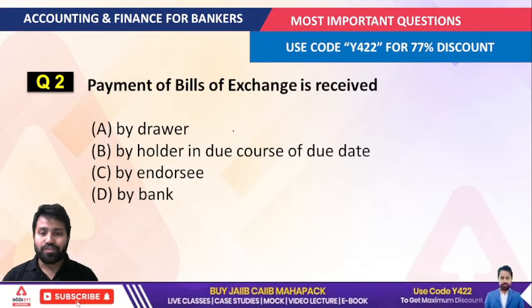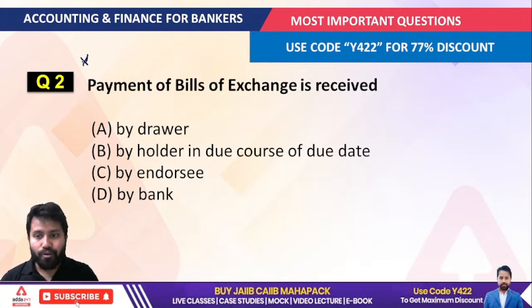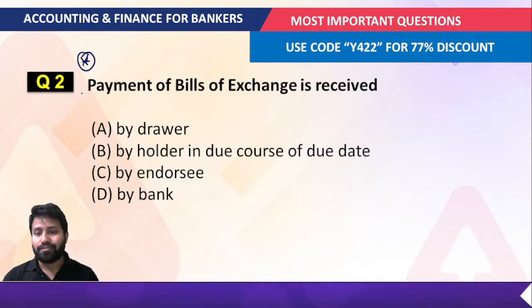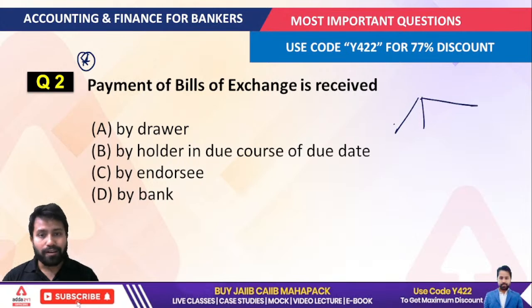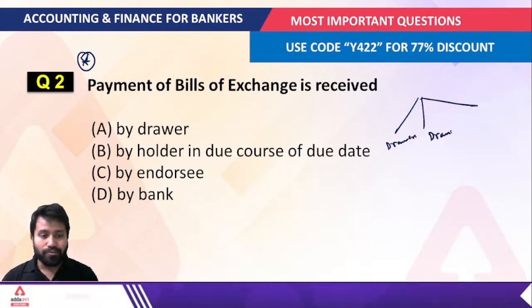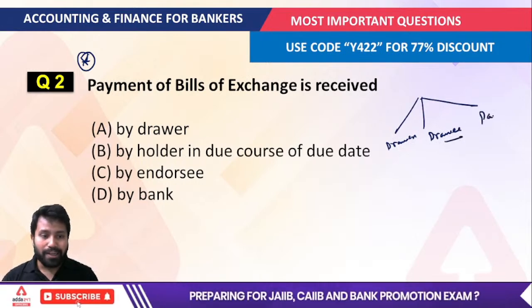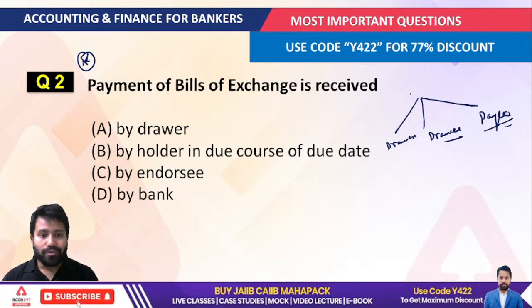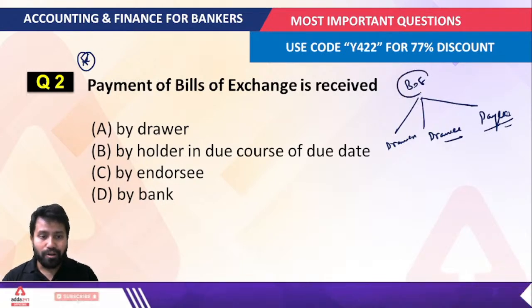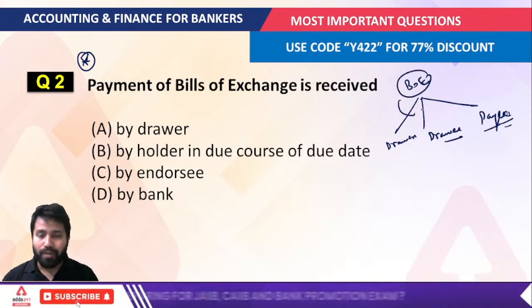Payment of the bill of exchange is received. This is a very important question you have to understand. Just tell me which option should be correct. In the bill of exchange, let me remind you, there are three parties: one party whose name is drawer, another party whose name is drawee, and another party whose name is payee, or endorsee you can also say, right? So this is the bill of exchange. In the bill of exchange, there will always be three parties involved.